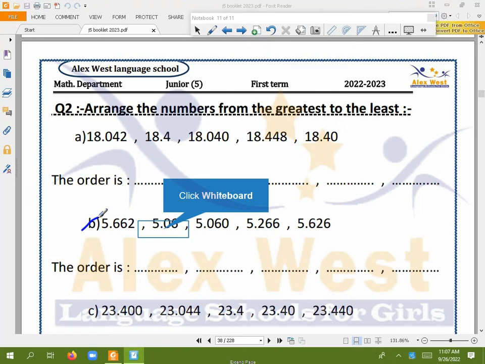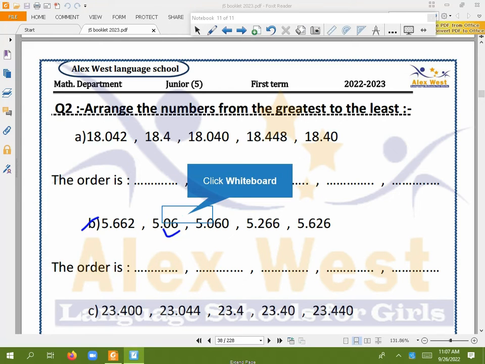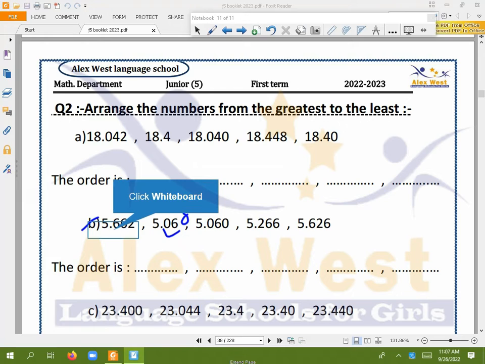Read them by numbers. 5 and 662, 5 and 600, 5 and 60 thousandths, 5 and 266 thousandths, 5 and 626 thousandths. Look at the whole number. We have the same number in the whole part, so we will move to the decimal part. We have 3 digits in each one. No, we have here 2 digits only, so we will put 0 to make a balance between them. All the numbers are 3 digits in the decimal part. So now we can arrange between them.